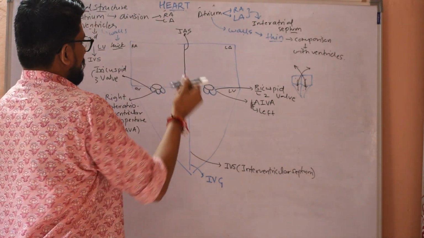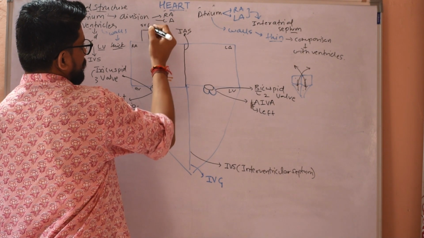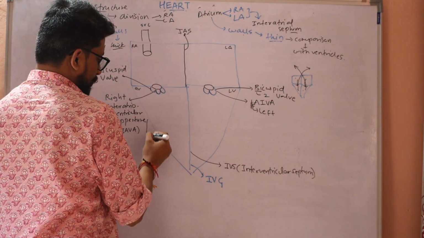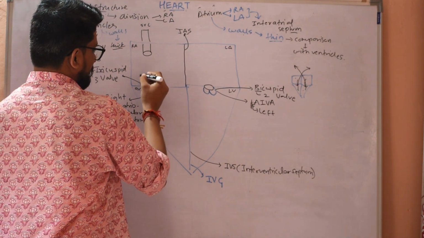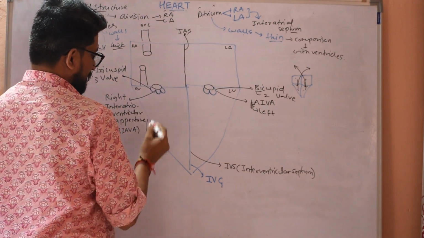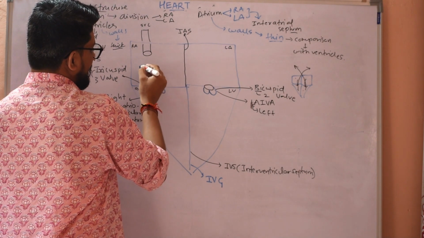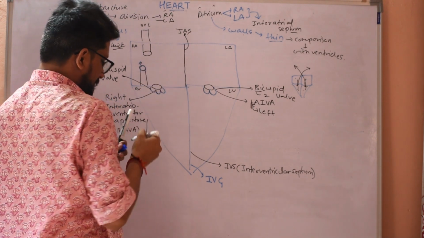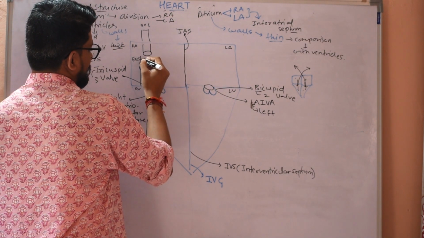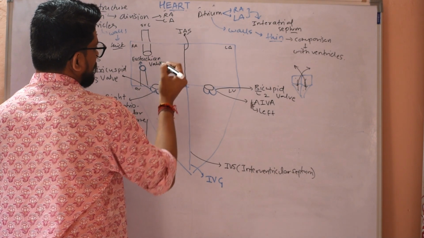Next, there is an opening of the greater blood vessel superior vena cava inside the right atrium. There is the opening of inferior vena cava inside the right atrium. So this opening of inferior vena cava is guarded by a valve, and this valve is known as Eustachian valve.